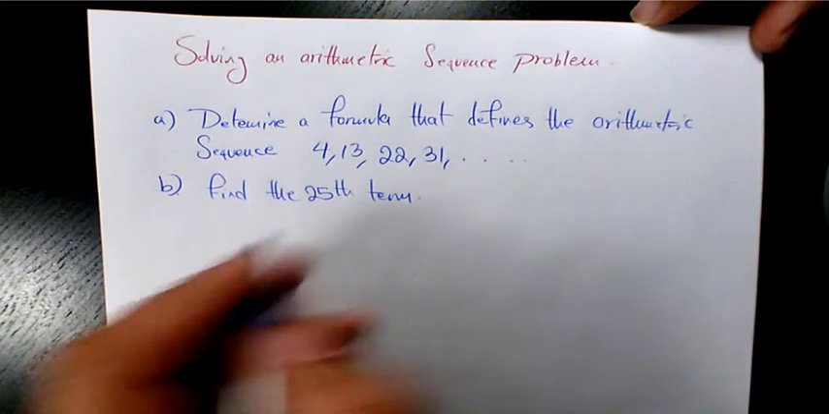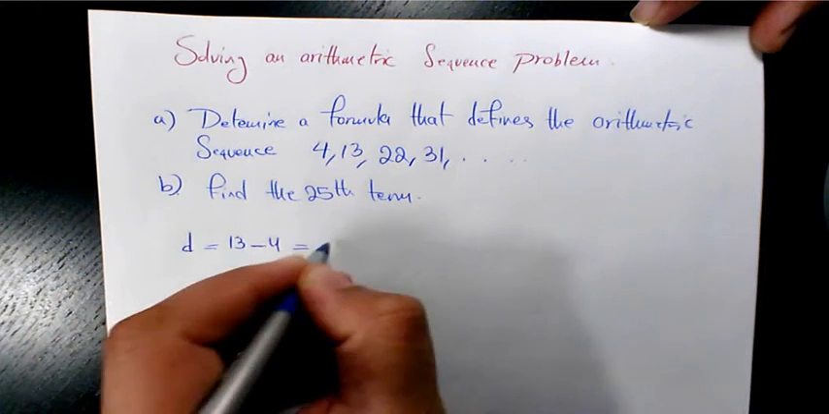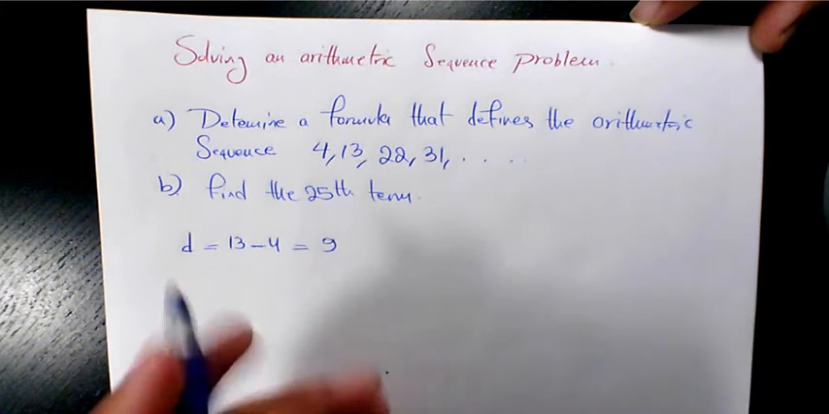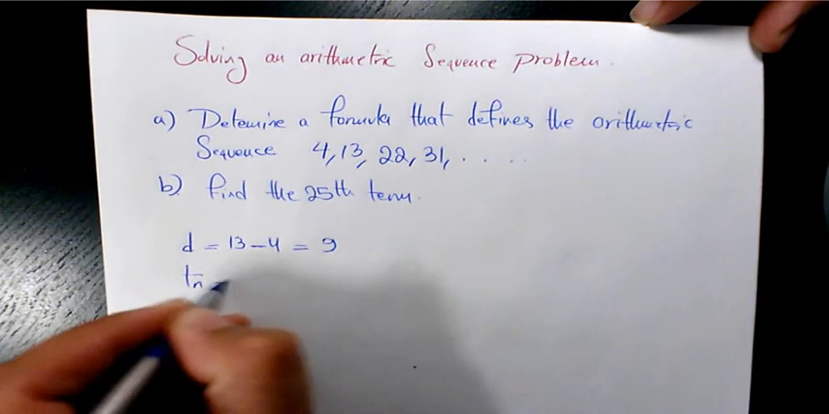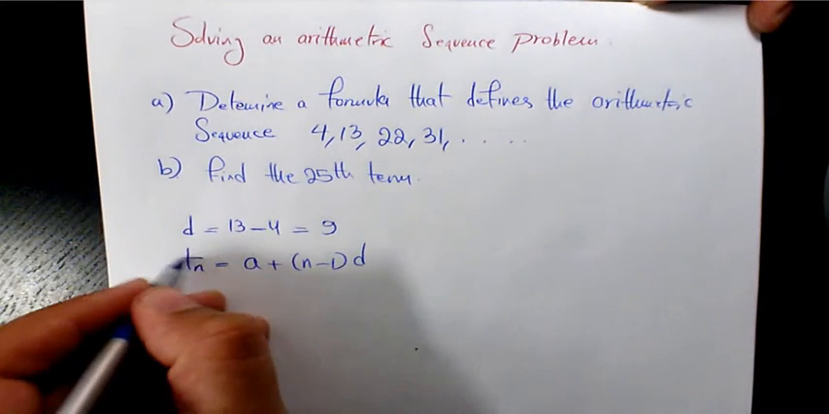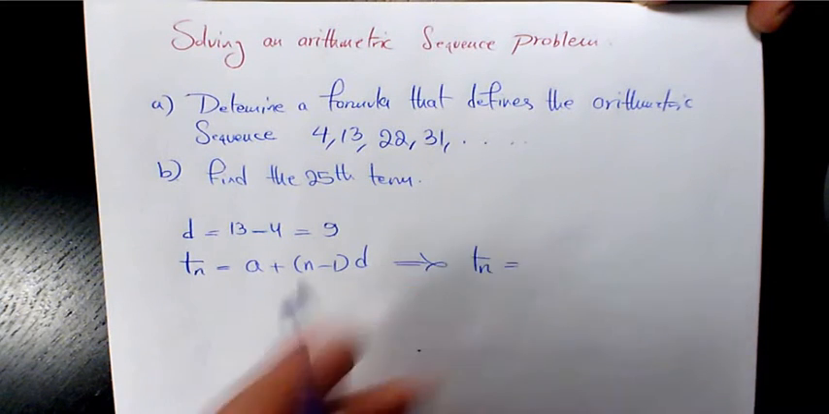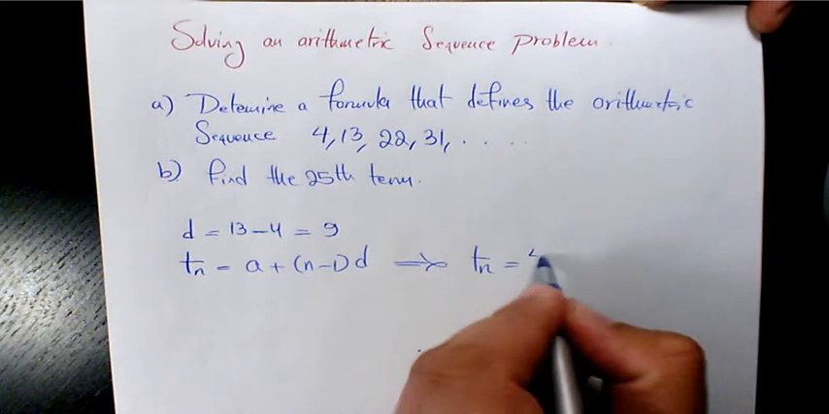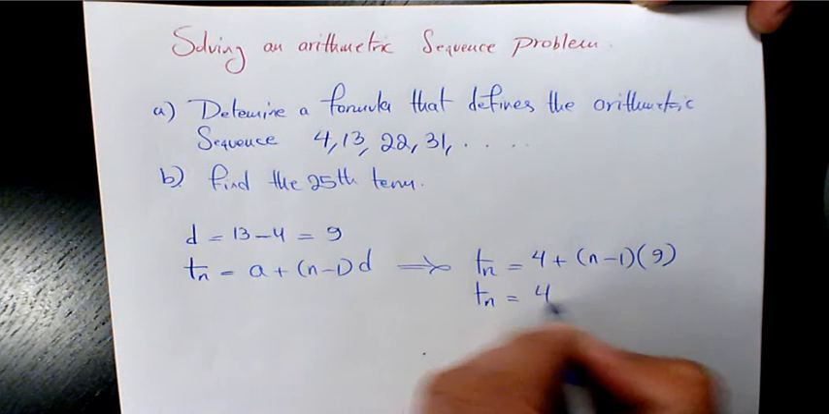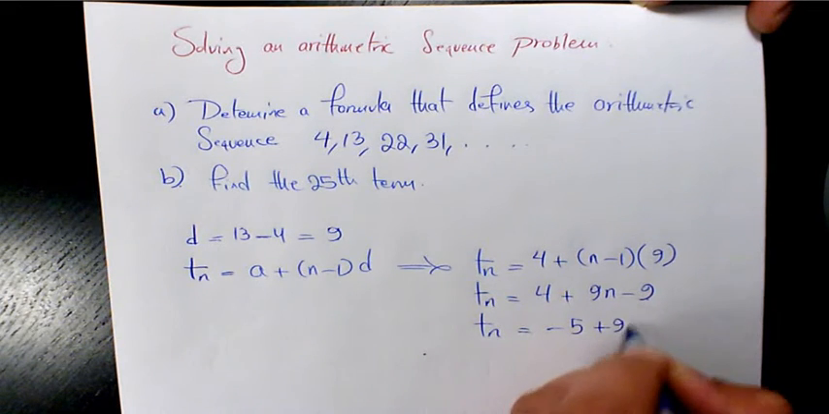So, first of all, I want to find out the D. The difference is 13 minus 4, which is going to be 9, or 22 minus 13 is going to be 9, or 31 minus 22 is the same thing. So it's going to be Tn equals A plus n minus 1 times D. This is the general formula for arithmetic sequence as we had it in the previous video. So Tn equals A, which is the first number, 4, plus n minus 1 times D. D is 9. So it is going to be 4 plus 9n minus 9. So that's going to be negative 5 plus 9n.